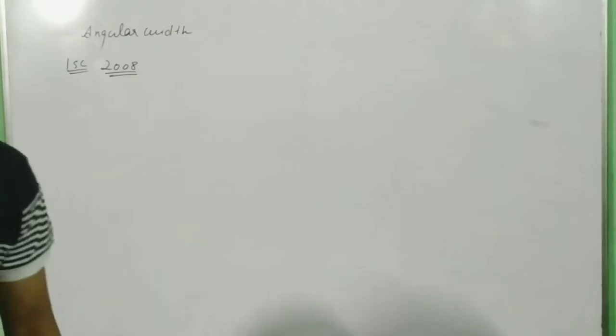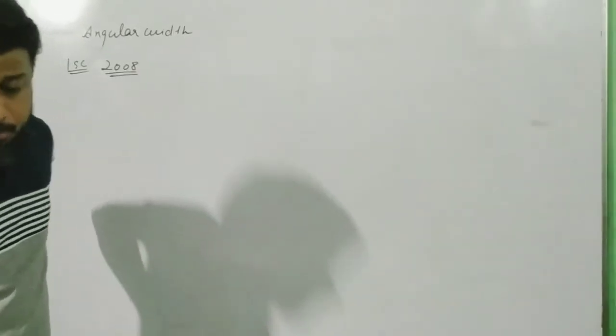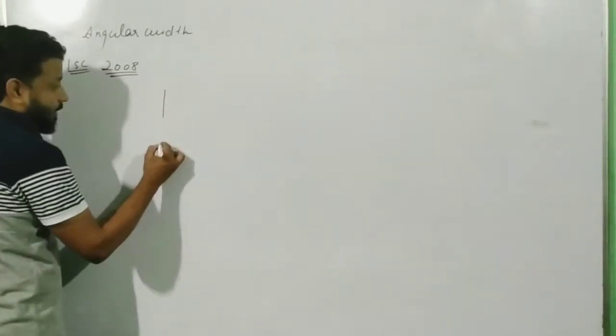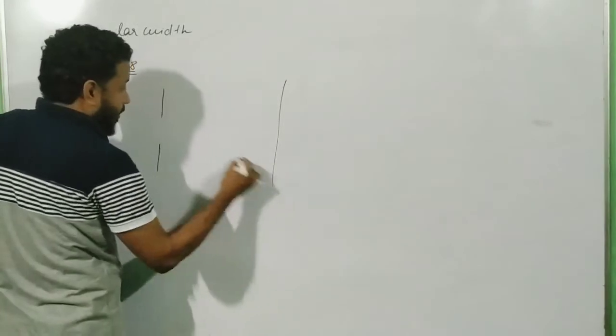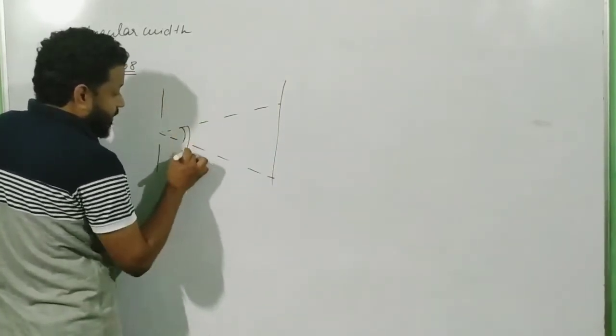In 2008, the question they asked is that a parallel beam of monochromatic light of wavelength 500 nanometer is incident normally on a rectangular slit. The angular width of the central bright fringe of Fraunhofer diffraction is found to be 60 degree. Find the width of the slit in meter. So what they have given is the angular width of central maxima, 60 degree.